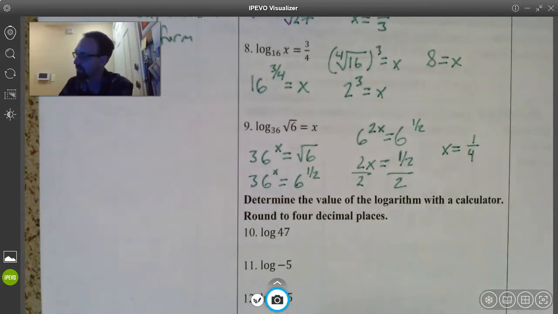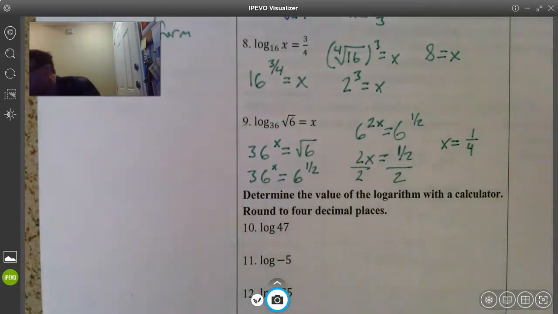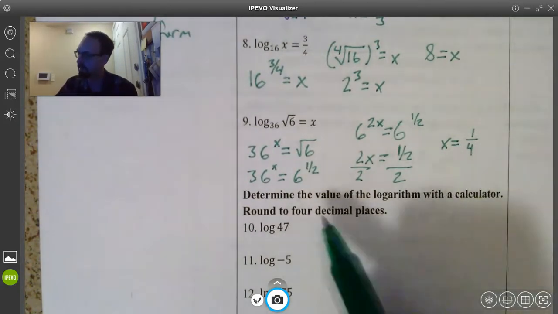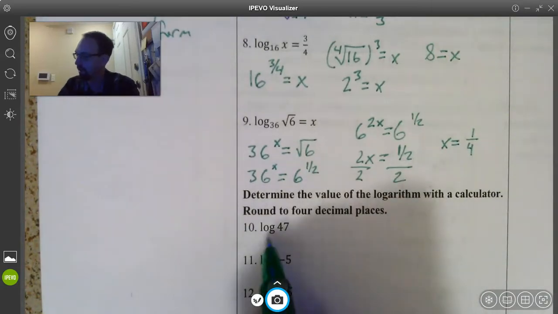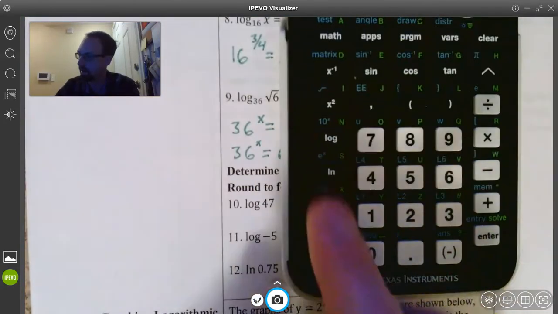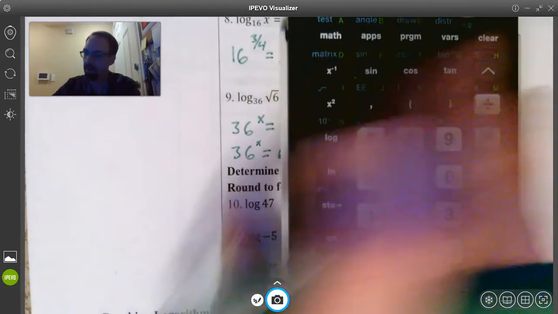And then this says determine the value of a logarithm with a calculator, rounded to 4 decimal places. Most times when you see this, it's going to give you an irrational number for most of these. So in your calculator, the log here is this key right here on your calculator. So it's about 4 up from on.